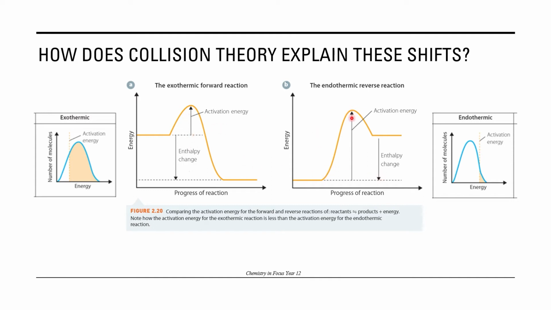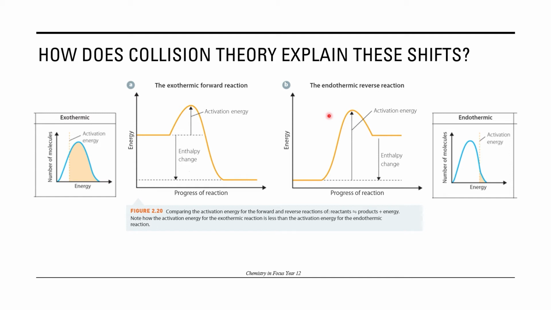But the activation energy is a little bit different for both because it's the difference in energy between the energy of the reactants, which are both here, and then the maximum or the energy required for reaction to occur. So a small jump for the exothermic process and a much larger jump for the endothermic process.